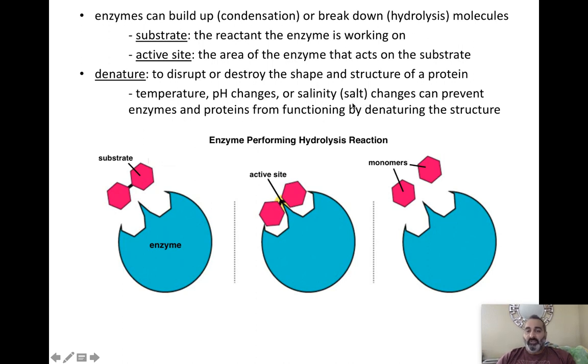Salty environments change it too. Salt is full of charged particles. And remember, some of these amino acids have charged particles. Some are hydrophilic and some are hydrophobic. So these charged particles can have an effect on the shape of the protein. Okay? So the things that can denature it are temperature, pH, acid or base, or salt. These are denaturing items. It can change the structure of a protein and make it not functional.